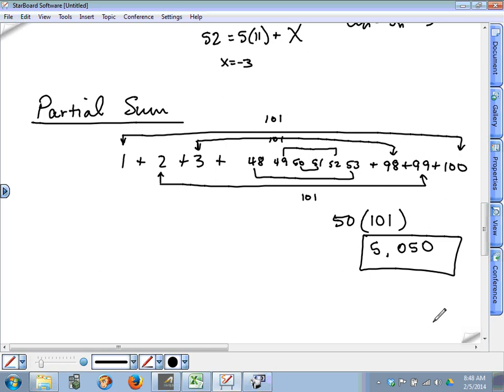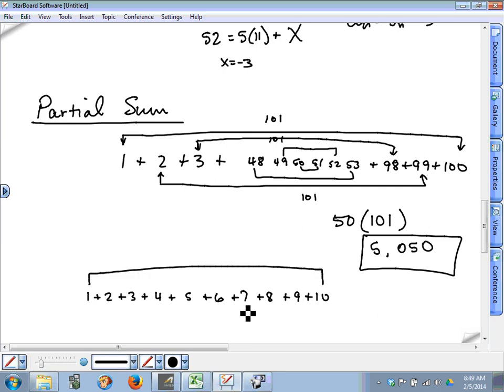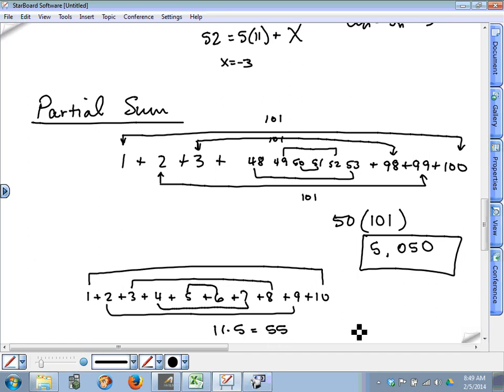Now, did that only work for that one particular sequence, or would that have worked for any arithmetic sequence? What if I asked you guys to add the first 10 numbers up? So 1 plus 2 plus, which really wouldn't be that hard to do by hand. 1, 2, 3, 4, 5, 6, 7, 8, 9, 10. So what would this be? Here we have a sum of 11. Here we have a sum of 11. Here we have 11. And there we have 11. 11 times 5 is 55.